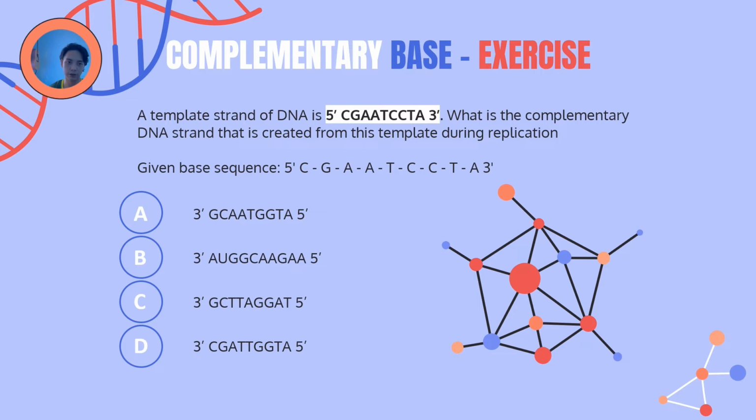So next is an exercise. If a template strand of DNA is organized in the 5' CGAAT, CCTA 3' order, then what is the complementary DNA strand that is created from this template during replication? And the answer for that would be letter C.